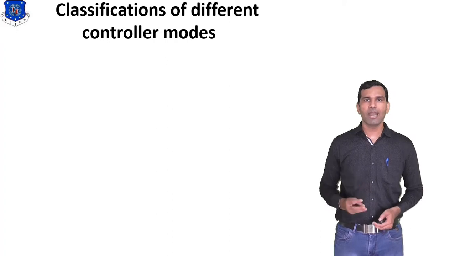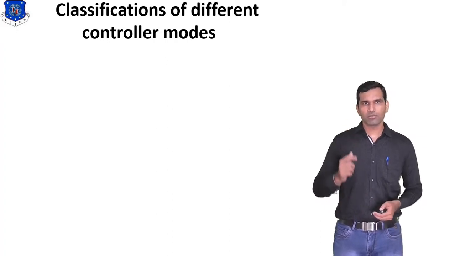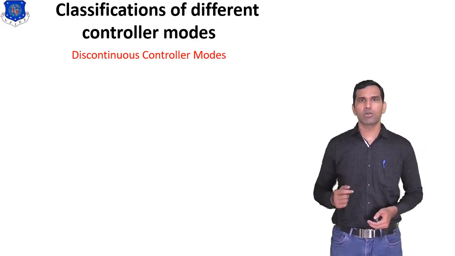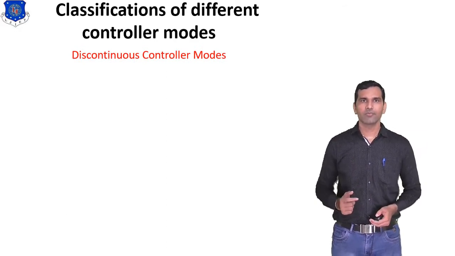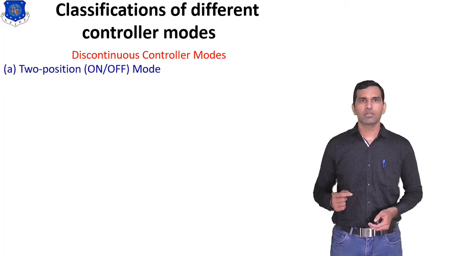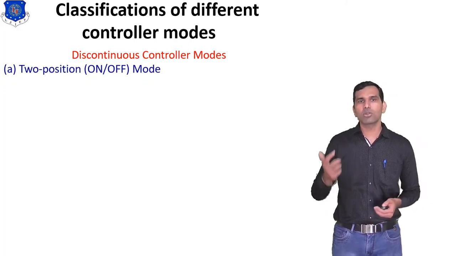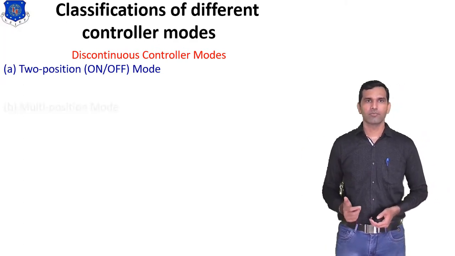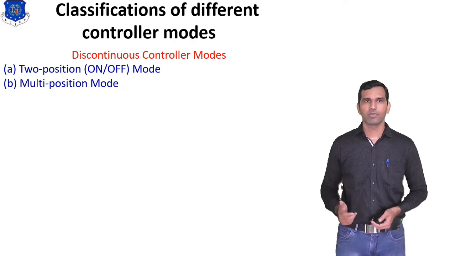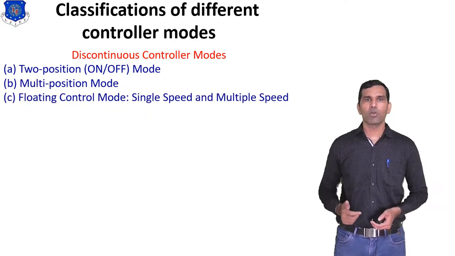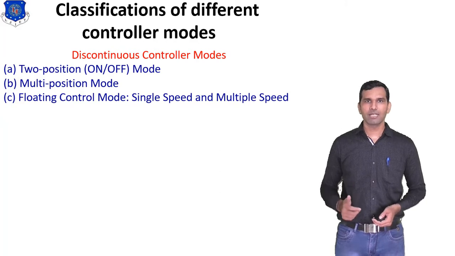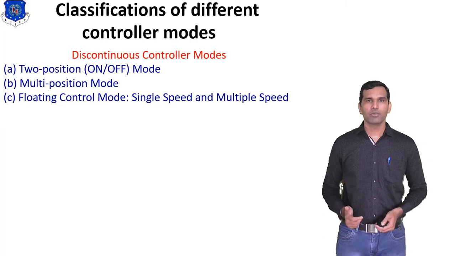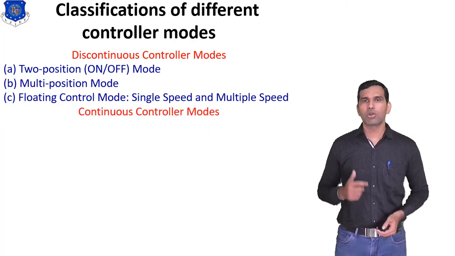So mainly it divides into 3 types. First is classification based on discontinuous control mode. In this, the first type is 2-position control mode, also known as on-off controller. The second type is multi-position modes, and the third type is floating control mode, like single speed and multi-speed.